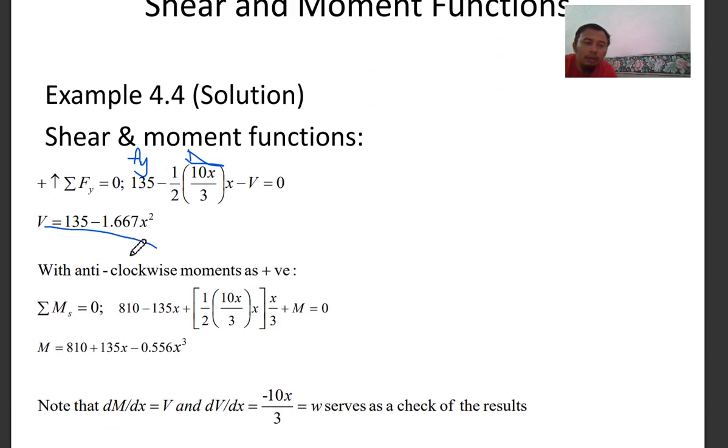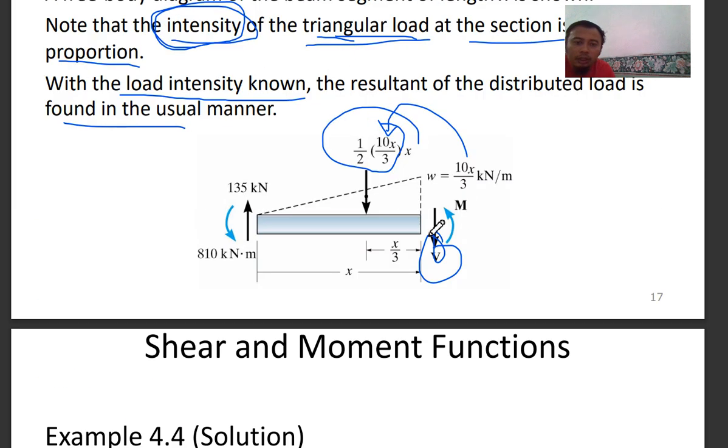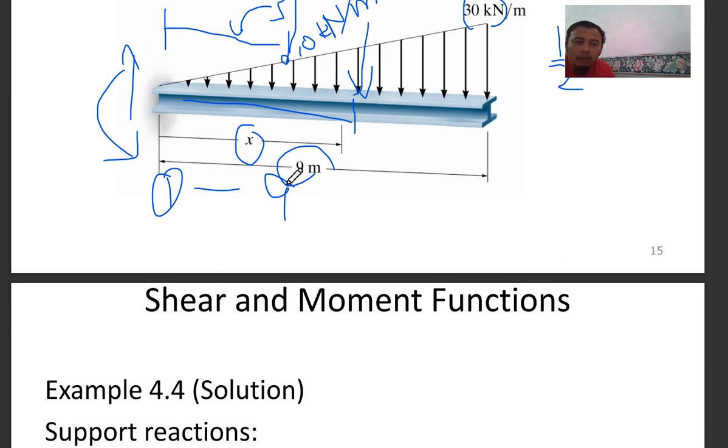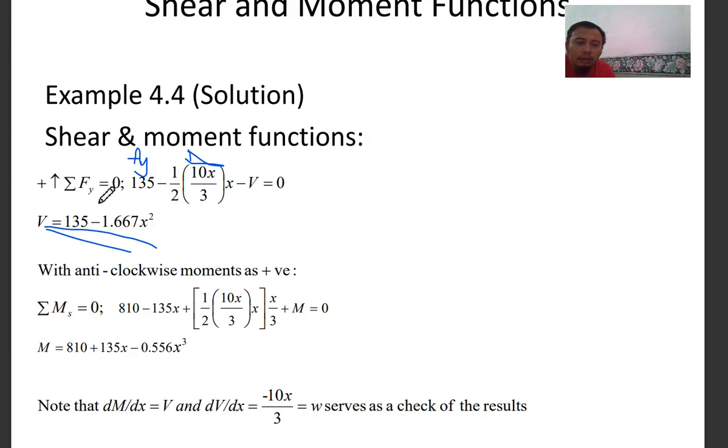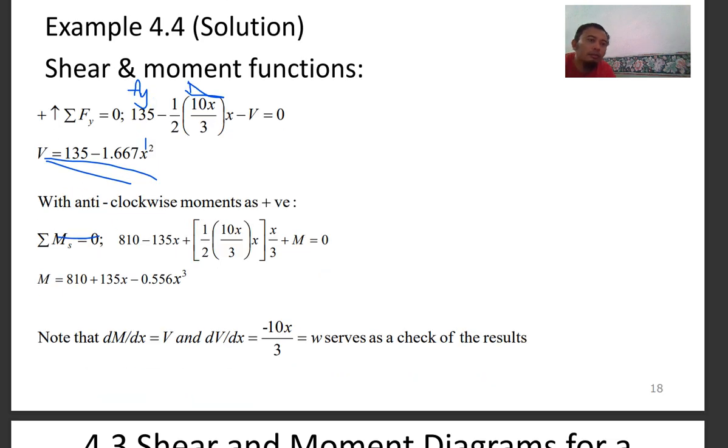You can get your shear value at any point from 0 to 9. That's the length of the beam. Then you put the value inside, and you get your value of shear. So you cut here, let's say this is 0 to 9, right? So you cut here, let's say at 1 meter, so you put 1 meter into x here, and you get your value of shear.